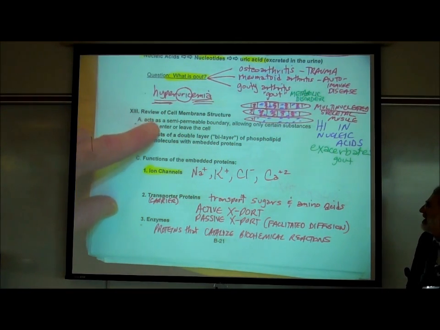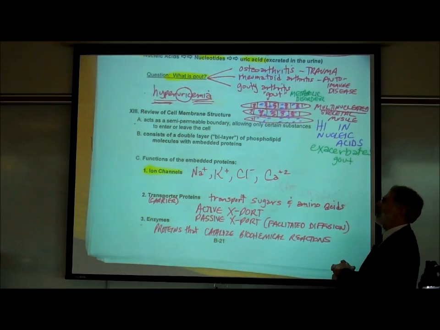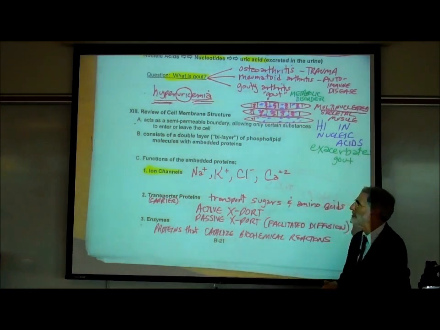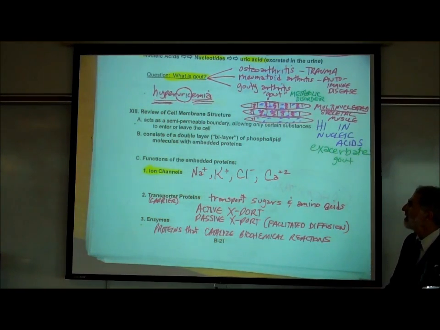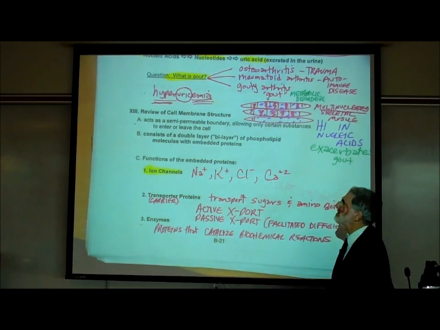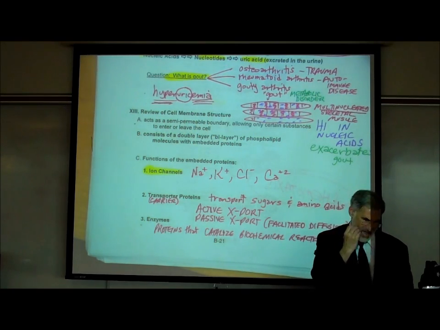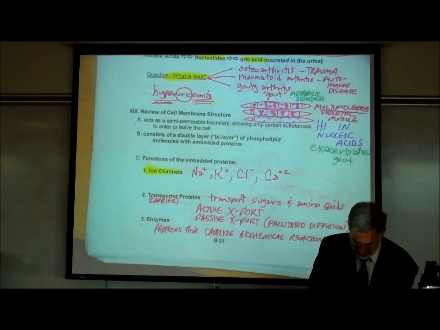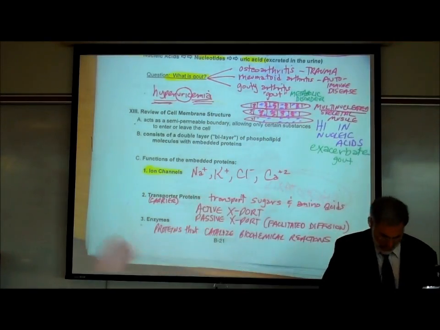The cell membrane acts as a semi-permeable boundary, allowing some chemicals to go in or out of the cell, obviously limiting, though, which ones can get in, which ones can go out. At the molecular level, your cell membrane is made up of a double layer, or bilayer, bi meaning two, of phospholipid molecules with embedded proteins. Let's see a picture of this by looking at the previous page.